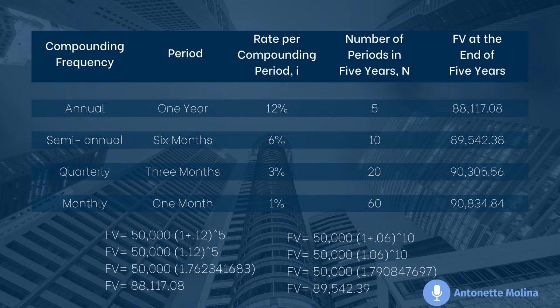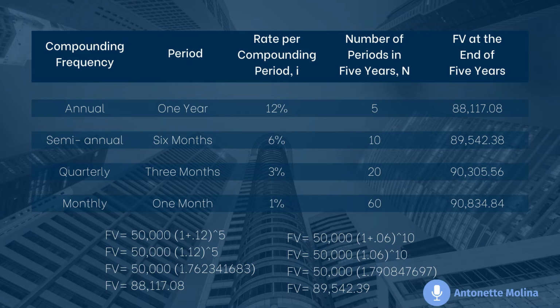So to get the future value at the end of 5 years in annual, we have 50,000 times 1 plus 0.12 raised to 5. 1.12 raised to 5 will get 1.76234168, and then we will multiply it to the principal amount of 50,000, which is we will get 88,117.08. So, ganun din yung process sa ibang frequency, pero babaguhin lang natin ibang data katulad dun sa period, sa number of years. But the principal amount is still the same.